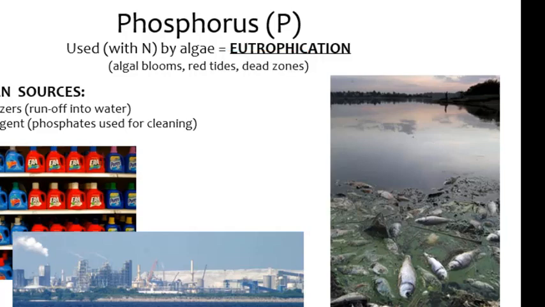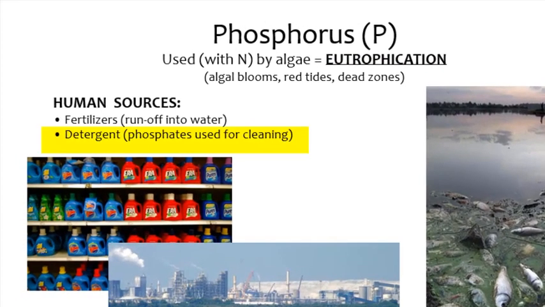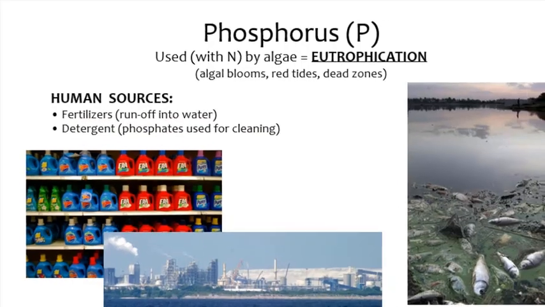Another source of phosphorus is in detergents. So if you go to a grocery store, look for the detergents with phosphate-free on the label. They're pretty easy to find these days.